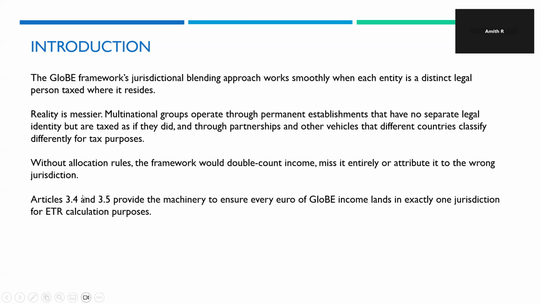That is why Articles 3.4 and 3.5 provide the machinery to ensure every euro of GloBE income lands in exactly one jurisdiction for ETR. There is no double counting. There is no complete miss of things as well. Okay, so this is what it is.